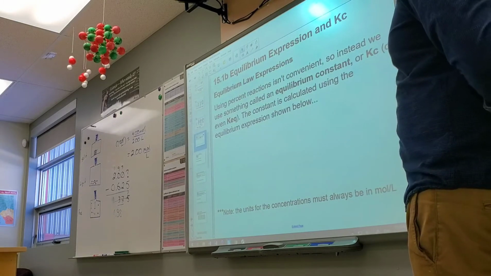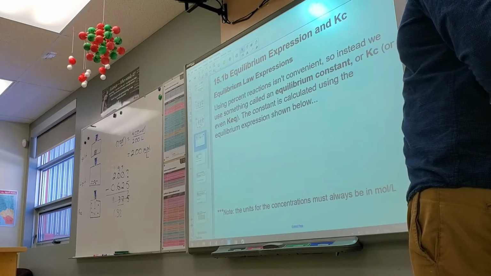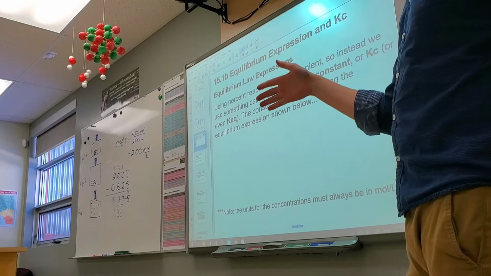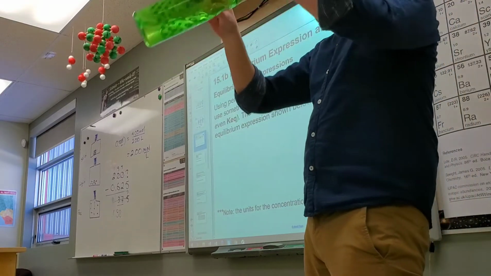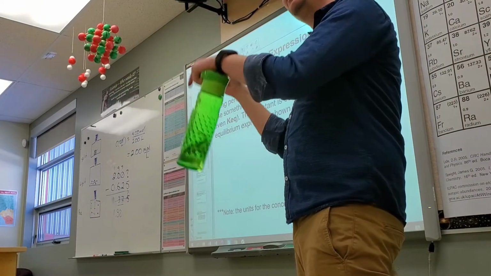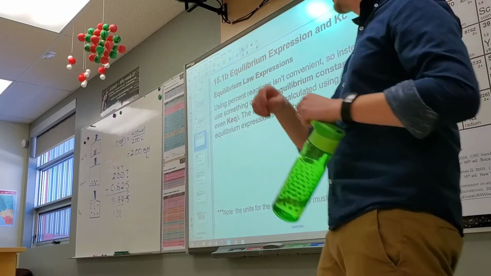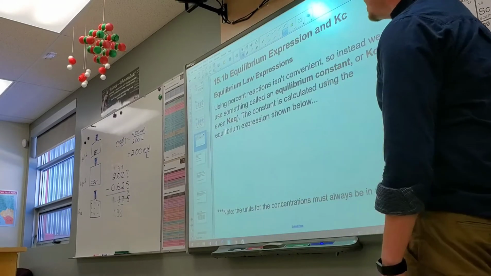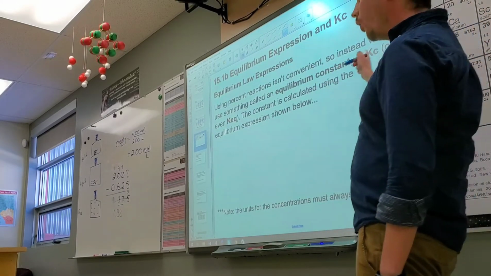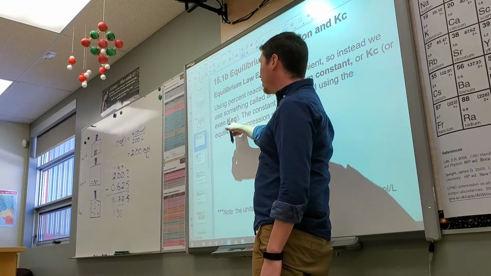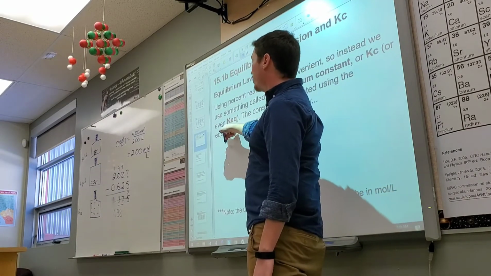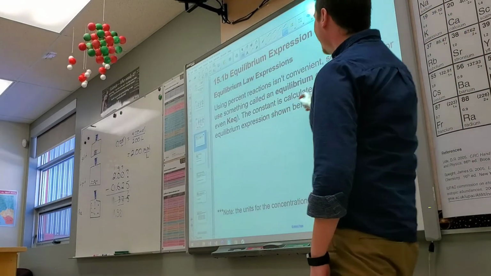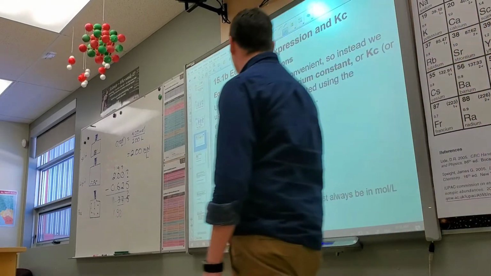I don't know if you remember me harping on the idea that percent reactions don't hold up across all of the concentrations. If I vary the concentrations of my reactants a little bit, I can actually get a totally different percent reaction. So instead of using percent reactions, we're going to use an idea called an equilibrium constant, or Kc, or sometimes KEQ. It stands for equilibrium constant, it doesn't matter. The constant is calculated using the equilibrium expression below.